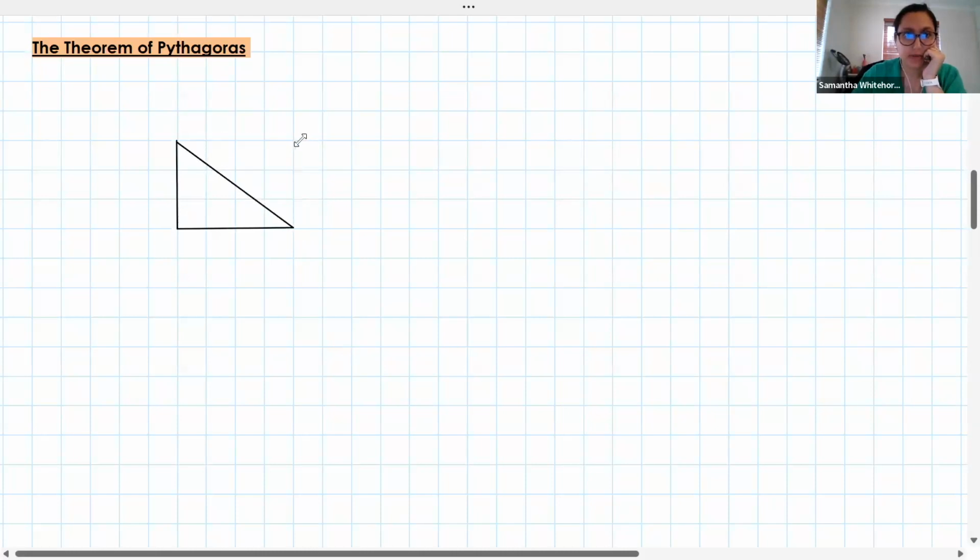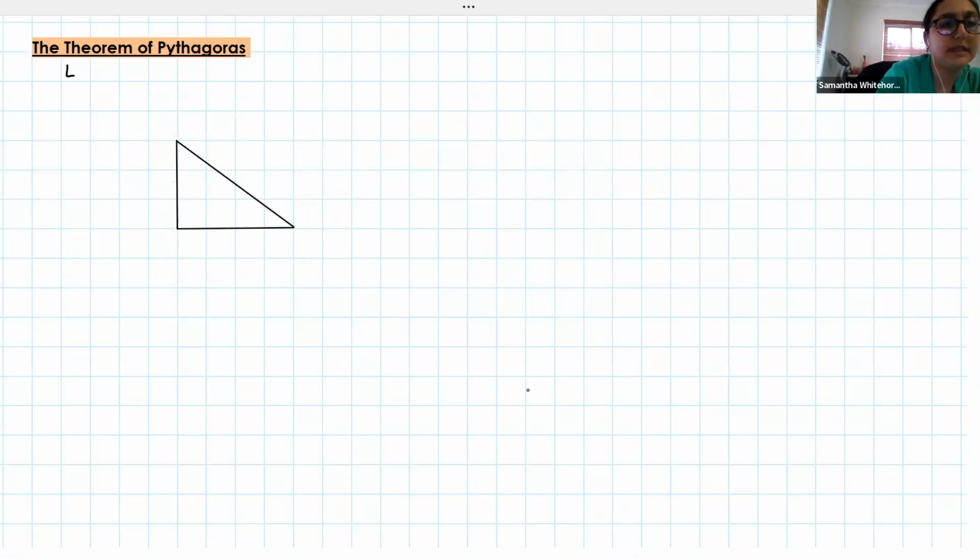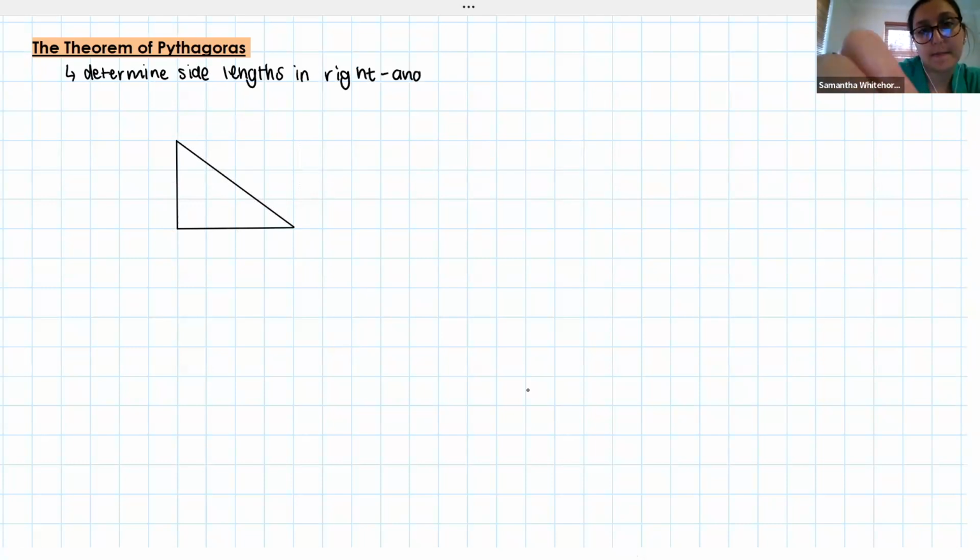I just want to get this perfect, otherwise what I'm going to do is not going to make sense. So, determine side lengths. And very specifically in right-angled triangles. This only works in a right-angled triangle.